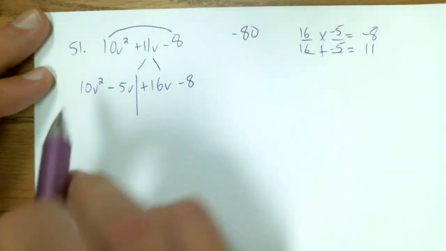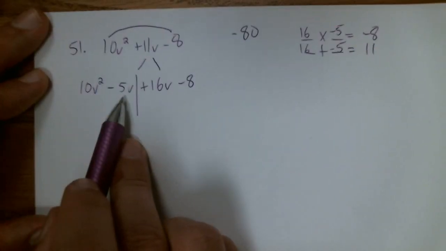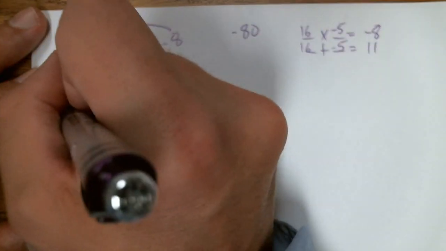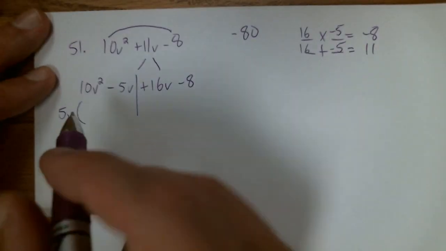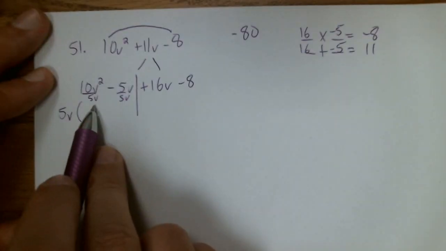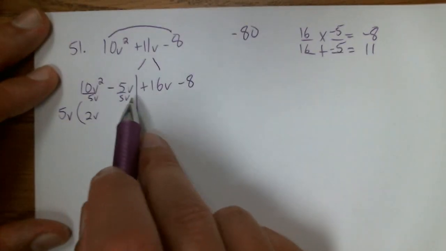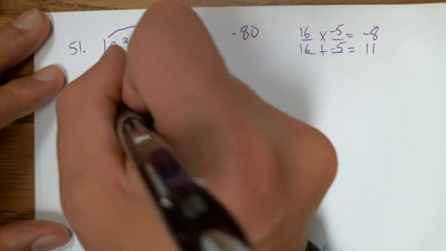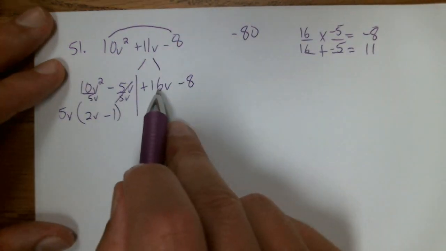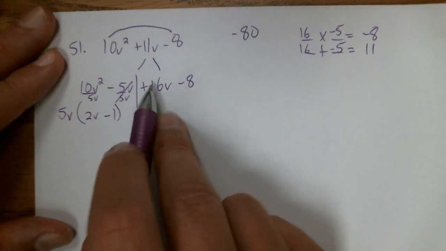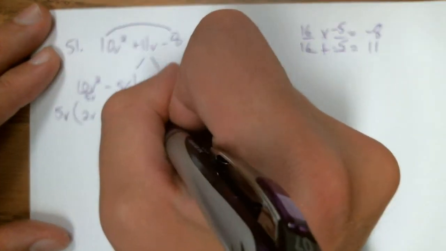Now I can draw my curtain. The highest number I can pull out is a 5. I can also pull out a v from both of them. Don't forget that variable. And now, to see what's left over, divide both of these by 5v. 10v squared over 5v is a 2v. And -5v over 5v is a -1. Those just cancel. And then what can I pull out here? That's a positive, so I don't need to pull out a negative. I'll just pull out a positive 8 that goes into both of those. So that's all I can do there.